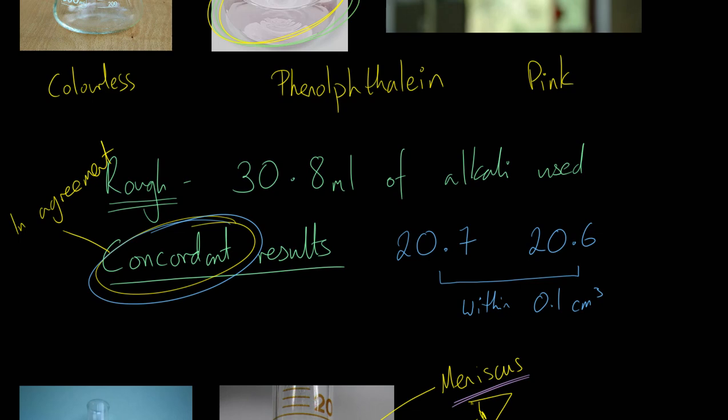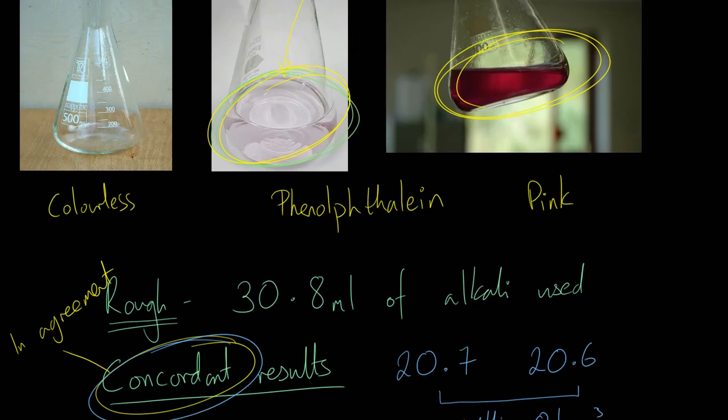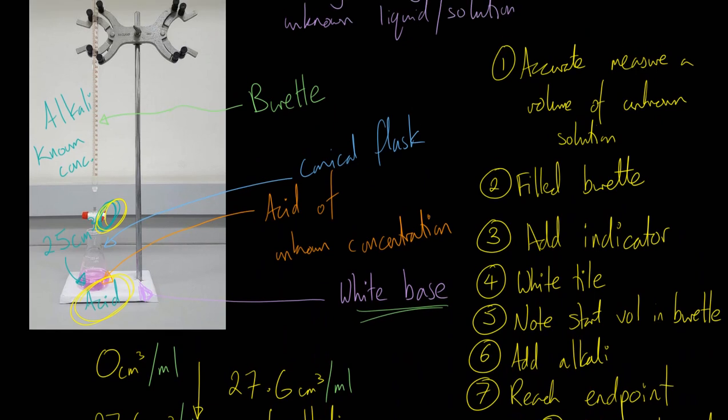Now, what you then actually do with this information, the fact that it has taken, I don't know, 20.7 centimetres cubed of alkali to neutralize your acid, what you then do with that, well, that is a story for a different video. But what we'll do now is we'll just sort of recap the steps really quickly.